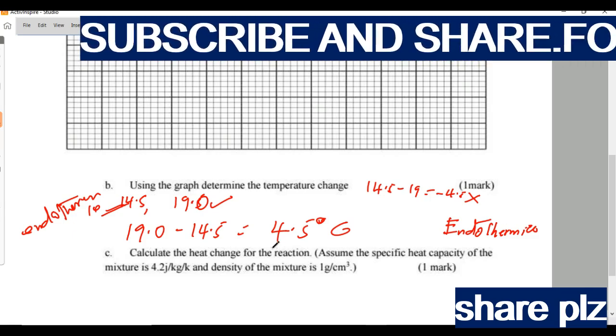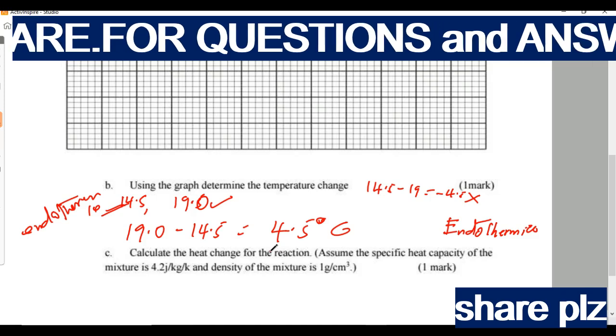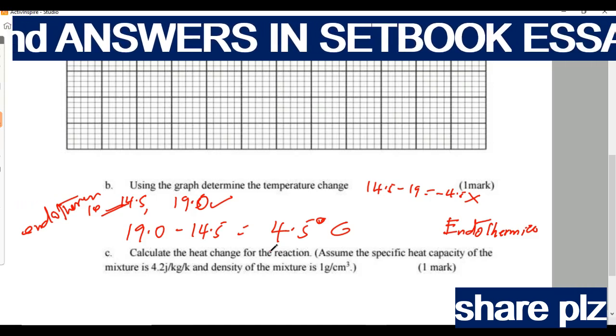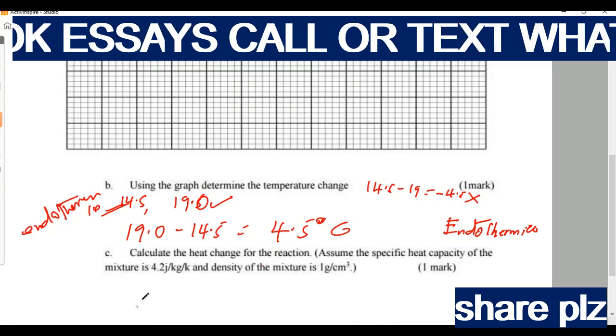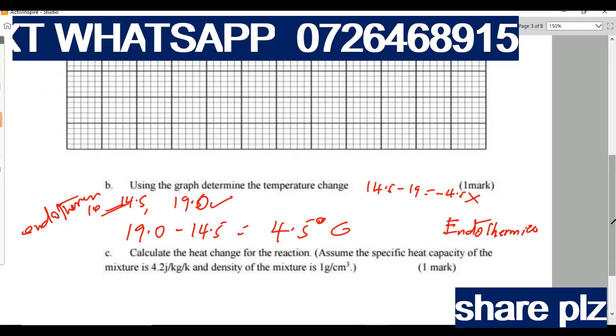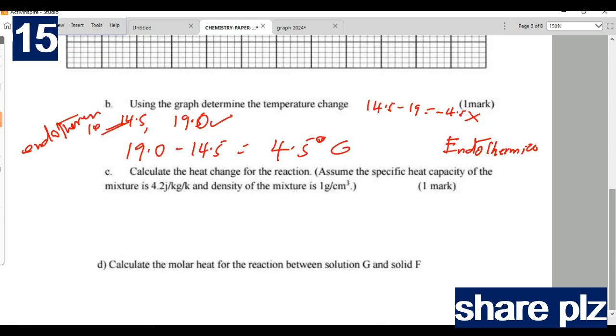When temperature increases from the initial, if our initial was 34, then the reaction is exothermic. But now since the final is less than the initial, then the reaction is endothermic. It means that the energy is absorbed into the system and the difference is 4.5.